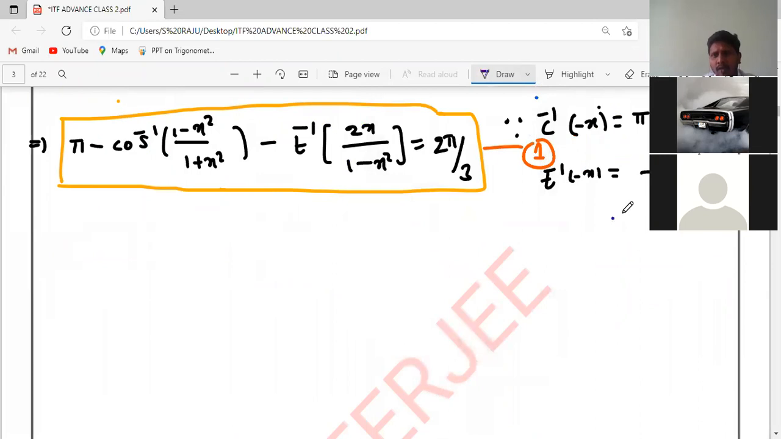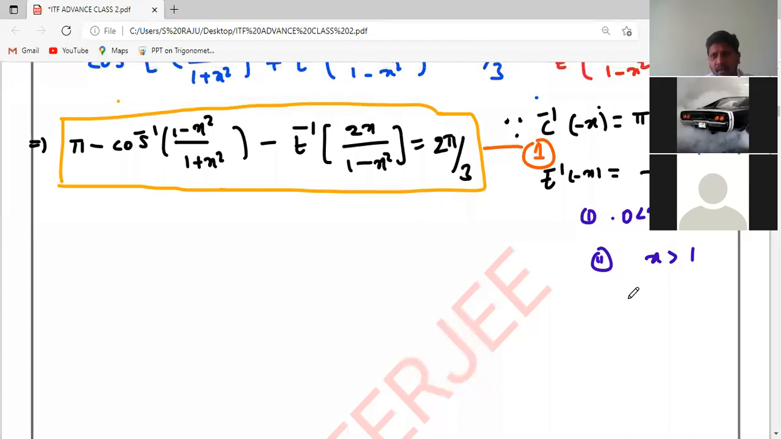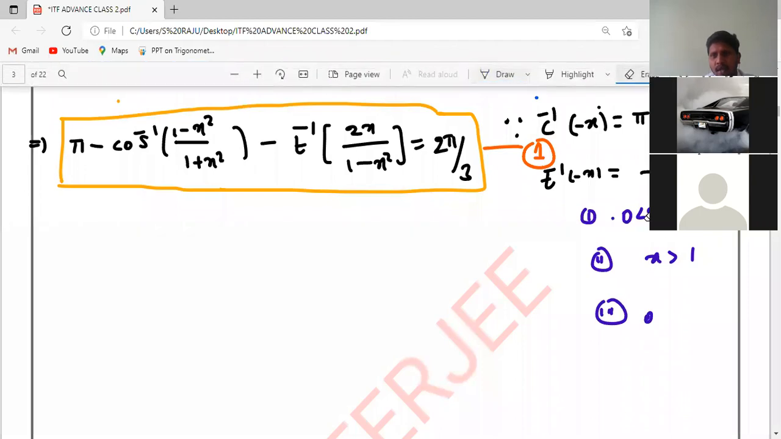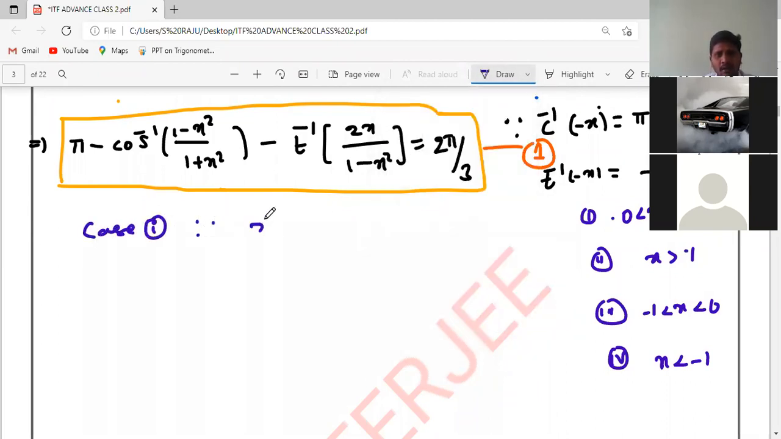One is 0 lesser than x lesser than 1. This is case 1. Case 2 is x greater than 1. The formulas are going to change for every case. Third case is minus 1 lesser than x lesser than 0. Fourth case is x lesser than minus 1. These are the 4 cases. In each case, I'm going to find x. Case 1: 0 lesser than x lesser than 1.